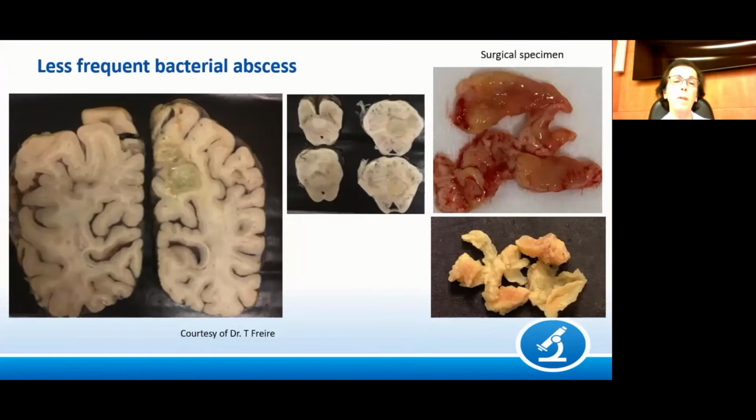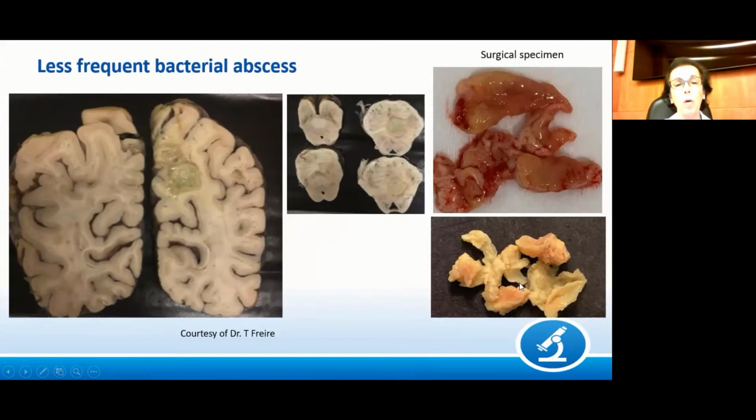A less frequent abscess I saw here is a bacterial abscess. We saw it last year, 2 years ago and last year. This was a postmortem. When we cut the brain, it was an HIV positive patient. There were these abscesses here and also in the pons. And this was a surgical specimen. We received these fragments of tissue fresh and then fixed.